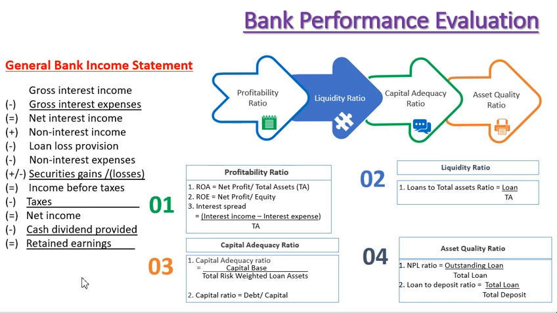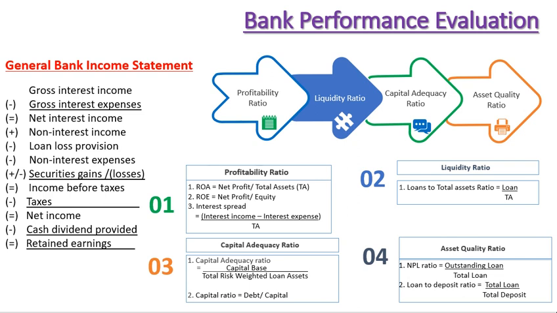For us to evaluate a bank, we may evaluate them using some ratios. For example, profitability ratios, liquidity ratios, capital adequacy ratio, and asset quality ratio. To calculate these ratios, we will be using the income statement as well as some items in the statement of financial position. These are the sub-ratios under profitability ratio. We're going to look at the return on asset, return on equity, and interest rate. So these are the relevant formulas.